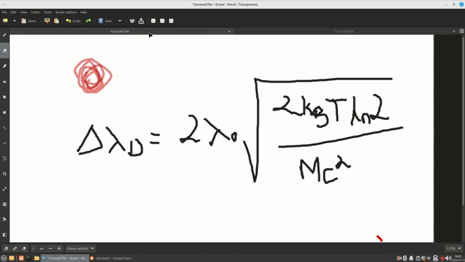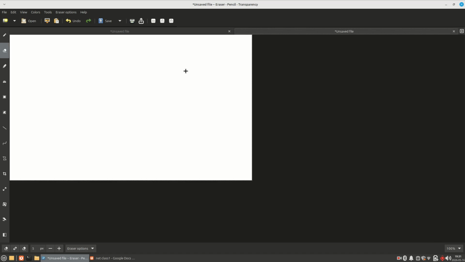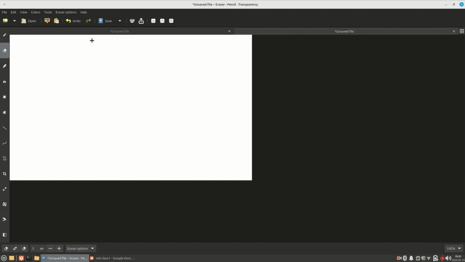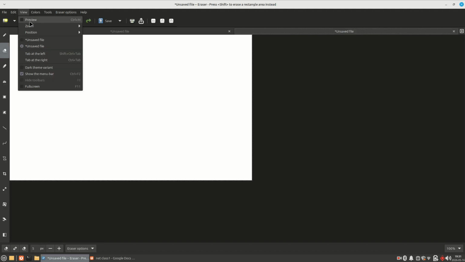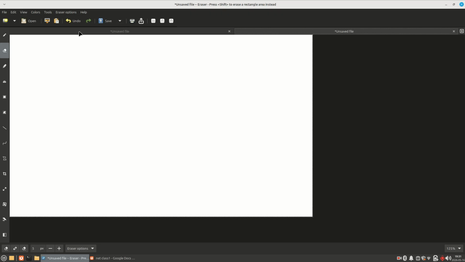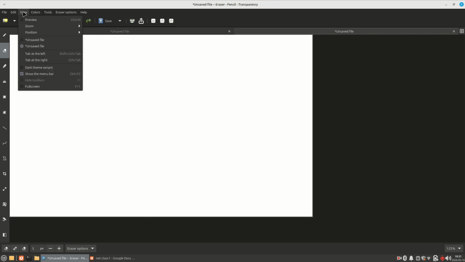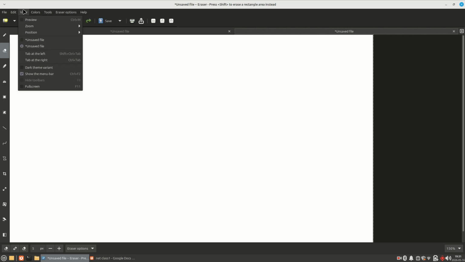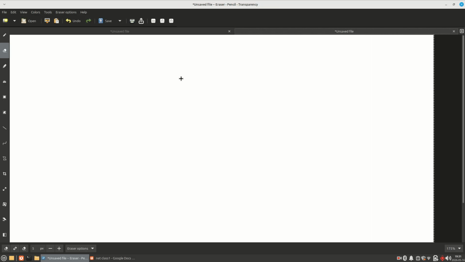Let me open another tab here, one second. Let me zoom in. Next time I will sort out this kind of issue before starting the class.